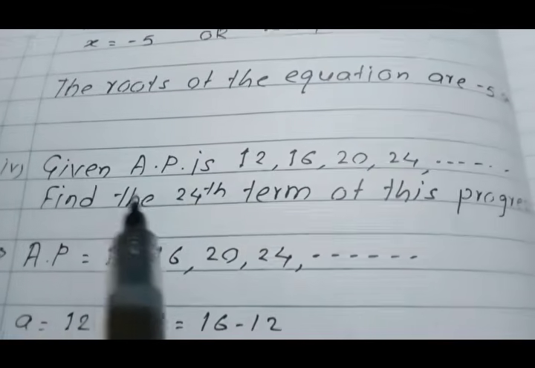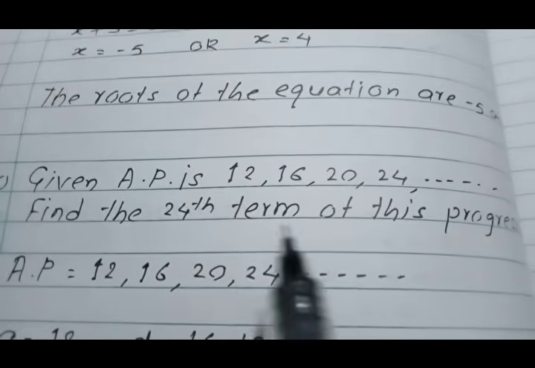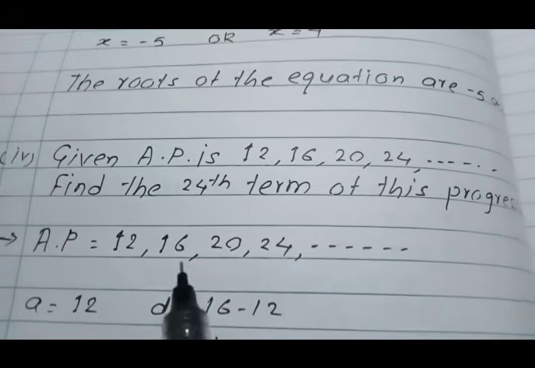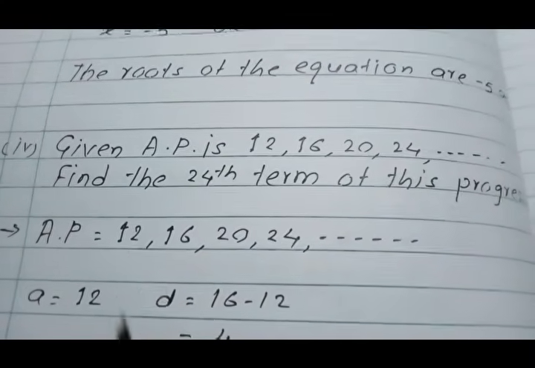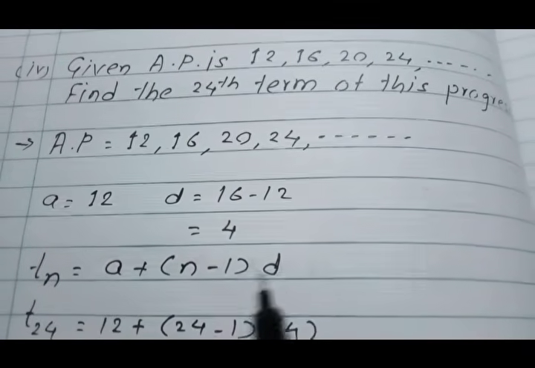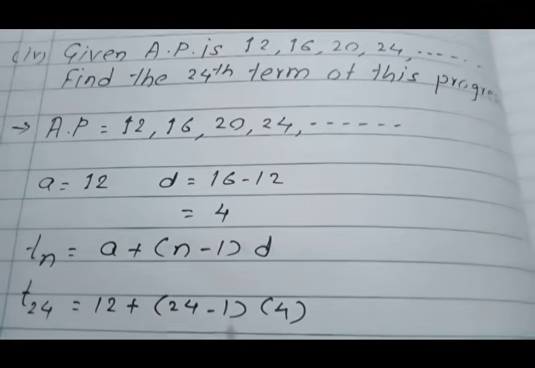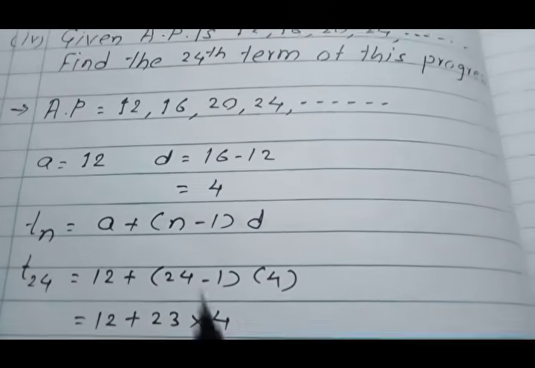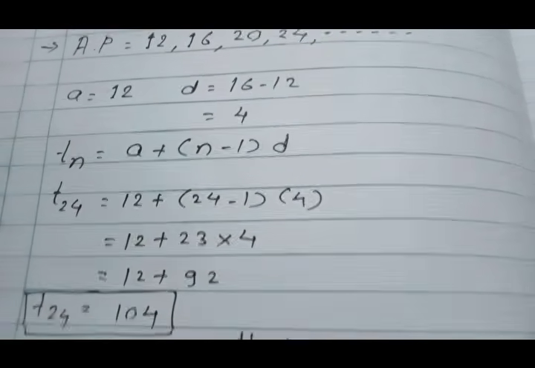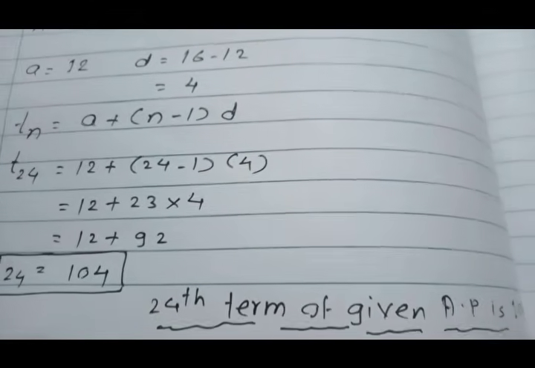Then number 4. Given AP is 12, 16, 20, 24, and so on. Find the 24th term of this progression. Here a is 12, difference 16 minus 12 means 4. So formula Tn equal to a plus (n minus 1) into d. So T24, a is 12, n is 24 minus 1, difference 4. So 12 plus 23 into 4, 23 into 4 is 92, addition, T24 is 104. So the 24th term of the given AP is 104.